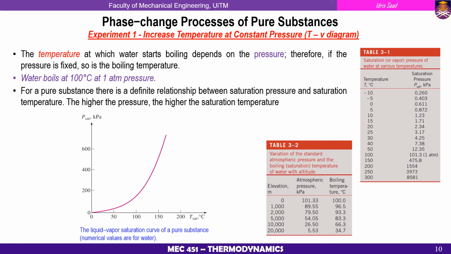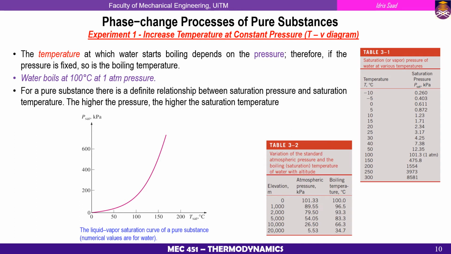In the previous slide, I mentioned that we need two intensive properties in order to define the boiling state of the water. Basically, this is according to the state postulate. Those two intensive properties are the pressure and temperature. The temperature at which water starts boiling actually depends on the pressure. Therefore, if the pressure is fixed, so is the boiling temperature. Table 3.1 in this slide presents the saturation pressure of water at various temperatures. As we can see in that table, as the temperature is increased, so is the saturation pressure.